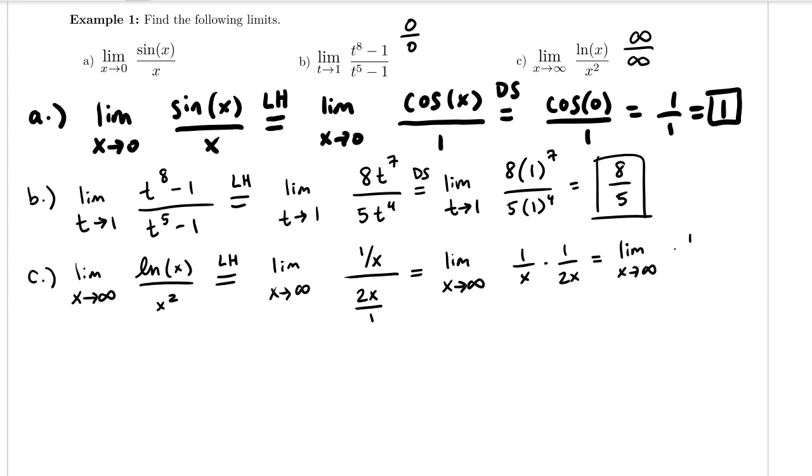If we simplify that, we end up getting the limit as x approaches infinity of 1 over 2x squared. As the denominator gets really, really large, the numerator is a constant, and so it's not changing, and so that fraction goes off to 0, and that is our final answer for part C.